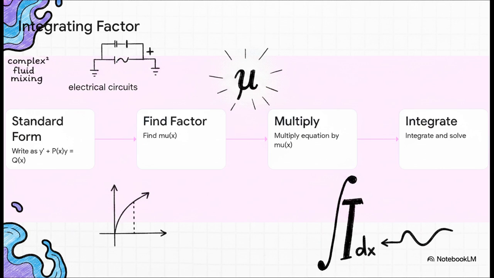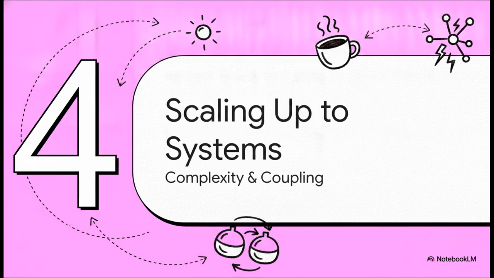Well, we use a workaround, the integrating factor method. Step 1, write it in standard form. Step 2 is where the magic actually happens. You find this magical multiplier called the integrating factor, mu of x. Step 3, you multiply the whole equation by it, which elegantly forces the messy left side to become a perfect exact derivative. And finally, step 4, integrate and solve. Boom, problem solved.